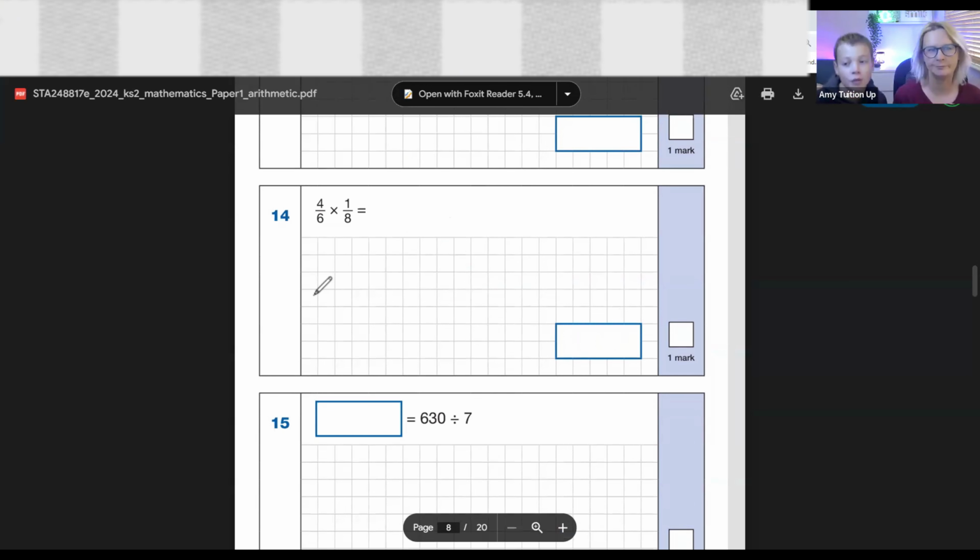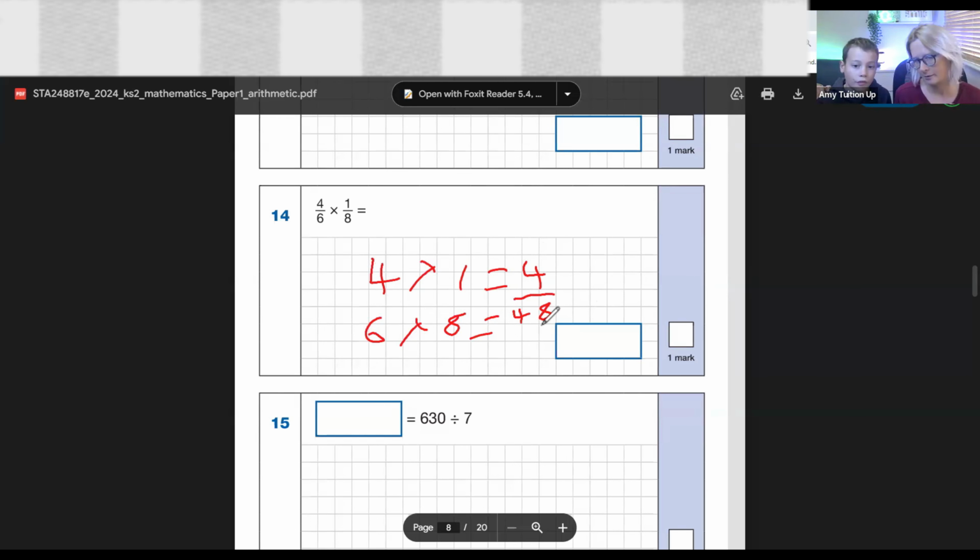When you're multiplying fractions, you need to times the top number and then the bottom. You need to times the numerators and the denominators. So first of all, it's 4 times 1, which equals 4. Then the top will be 4, and then it's the denominators, 6 times 8, which equals 48. So it'll be 4 over 48, but you can simplify that down to 1 over 12. Yes, very good. Well done. Great knowledge of times table facts there to help you with that.